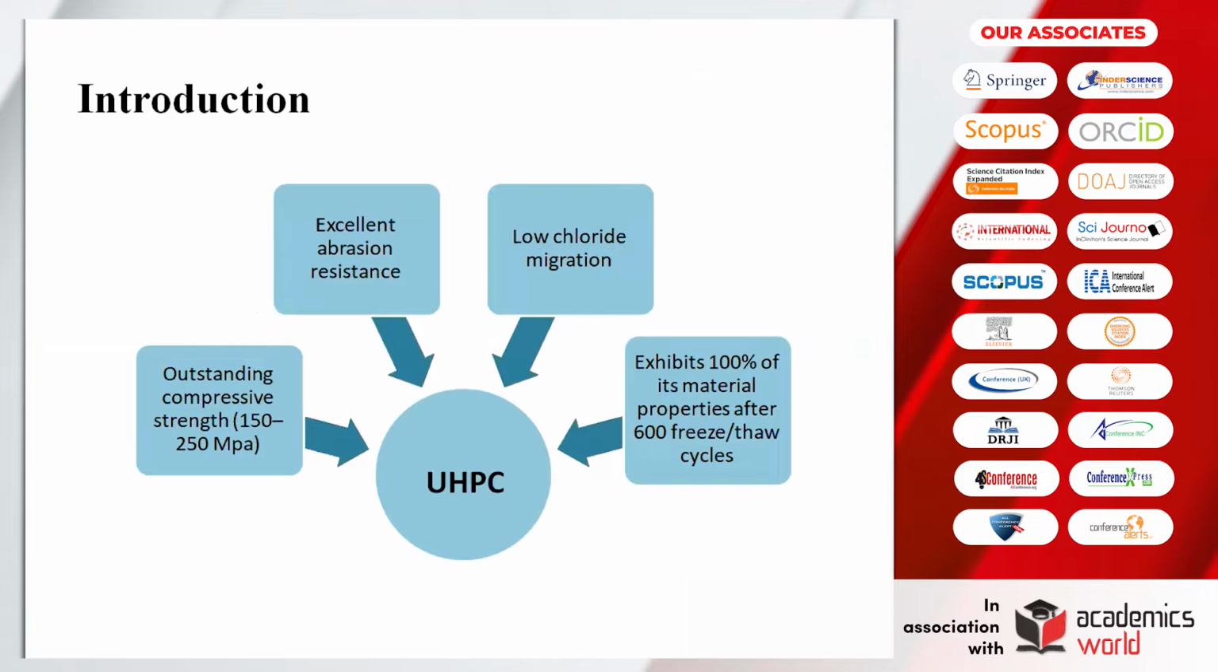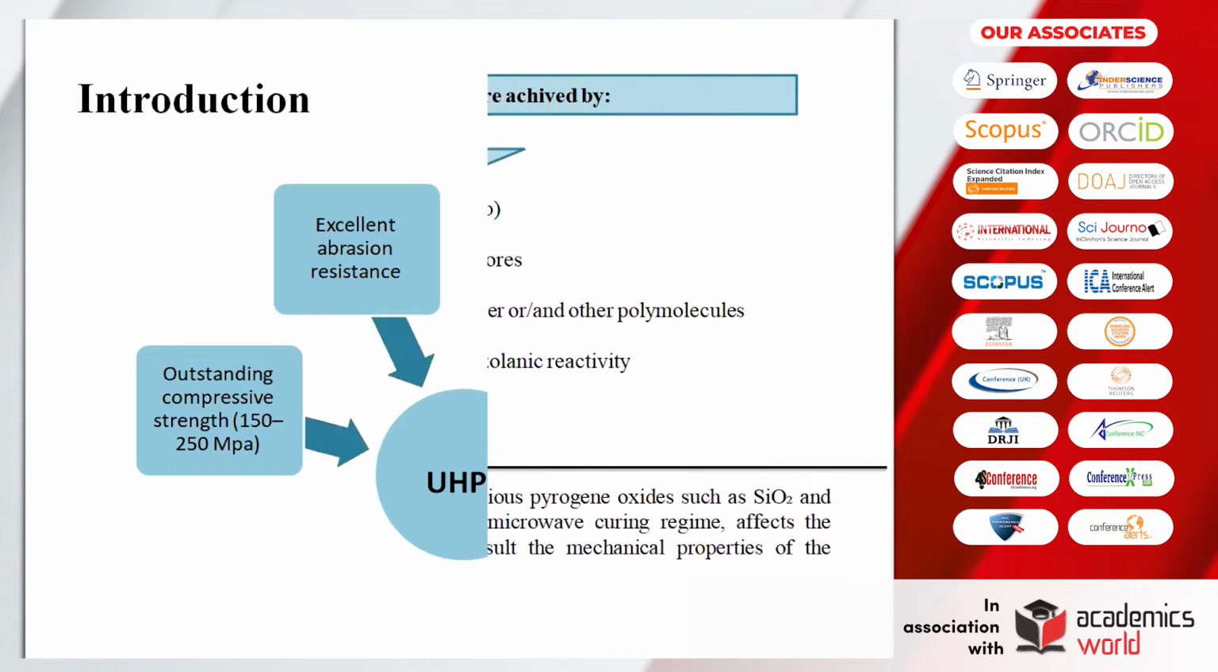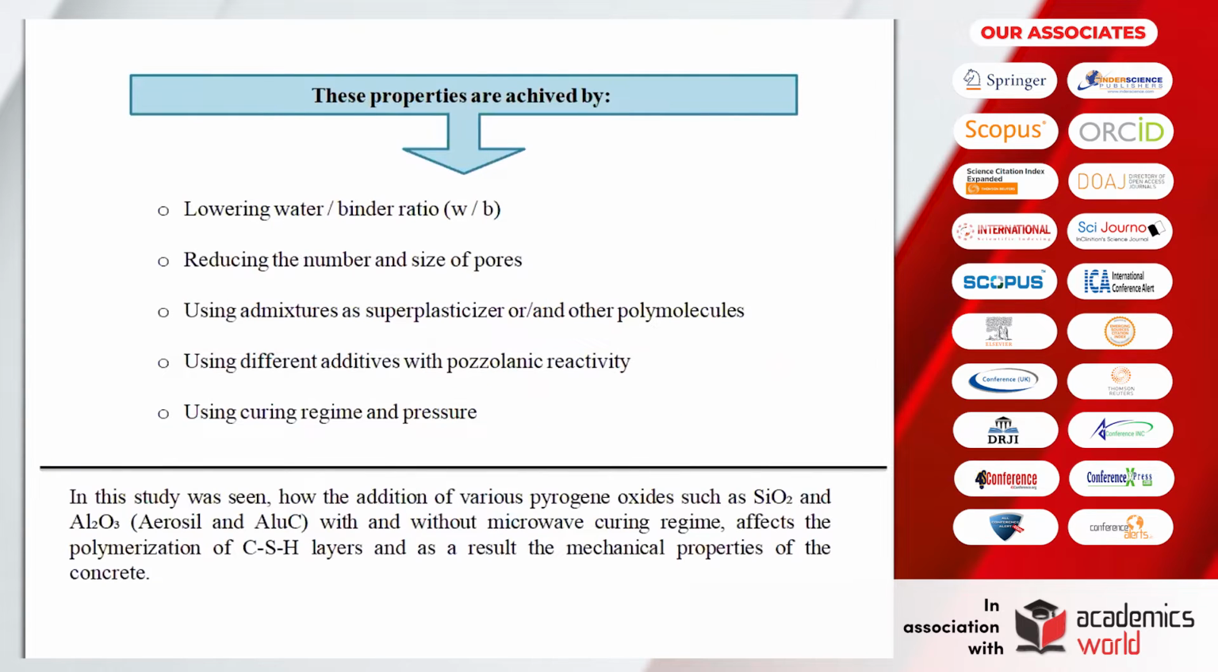What are ultra-high performance concretes? These ultra-high performance concretes are a type of concrete with excellent properties, like outstanding compressive strength, which is 10 times higher than normal concrete, excellent abrasion resistance, and low chloride migration. Also, they exhibit 100% of material properties after 600 cycles of freeze-thaw. But how can we achieve these properties?